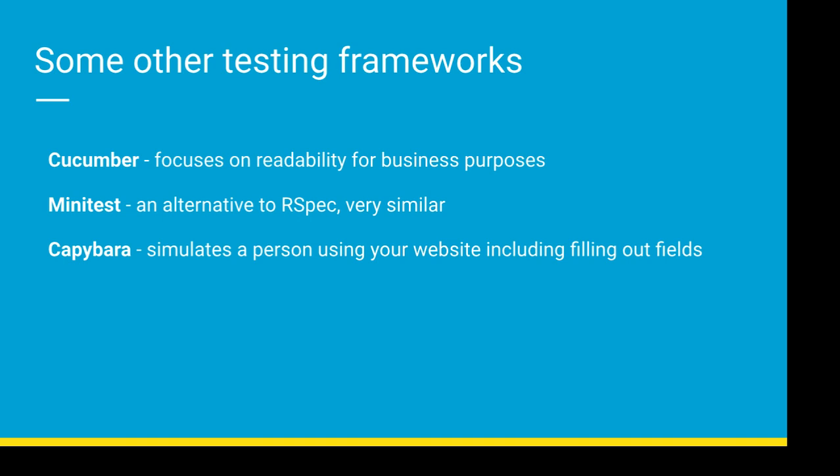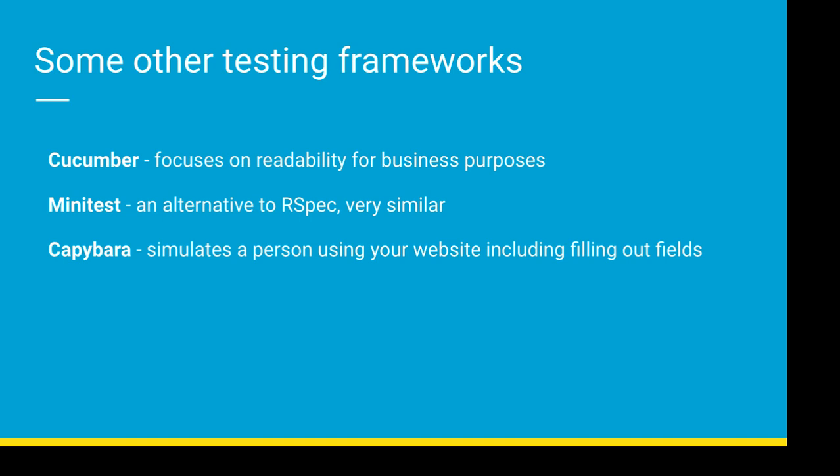Cucumber is more at the executive level, so it focuses on readability for business purposes. You use Cucumber and you generate results that, like, your VP can understand.